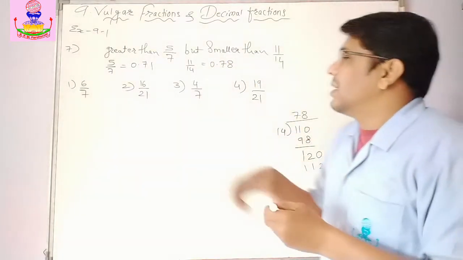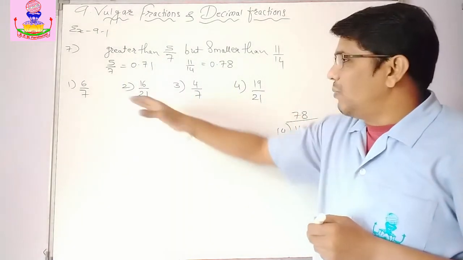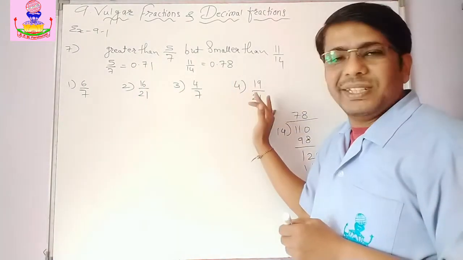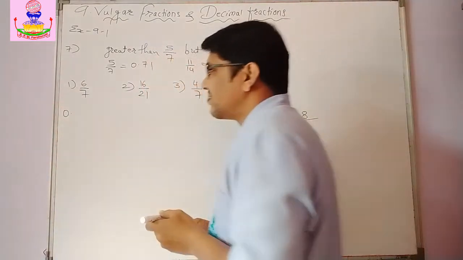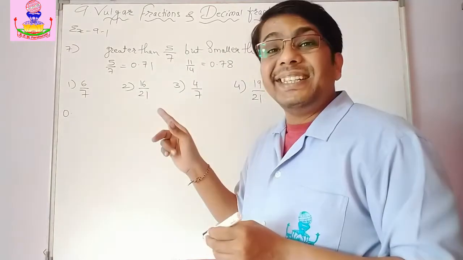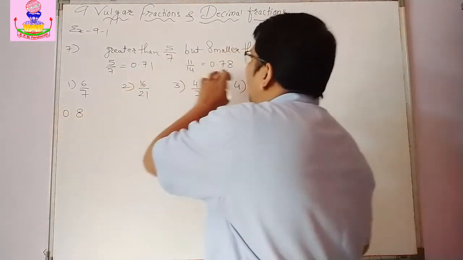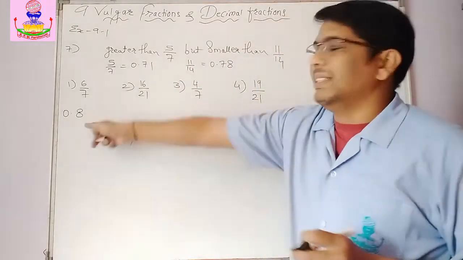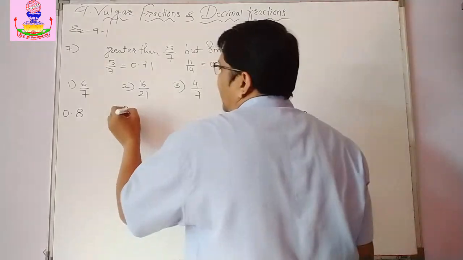0.78. So we need a number between these two. So I want to find decimal forms of the options. Now this will become 0. So 60. 7 8s are 56. I don't want it because this is 0.7 and this is 0.8. Cancelled. See it.